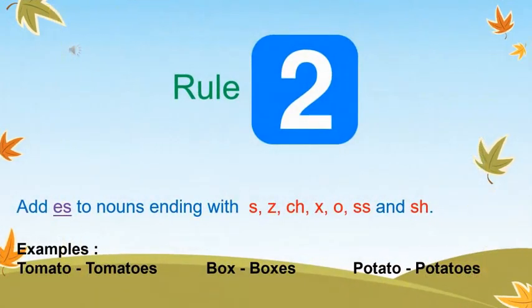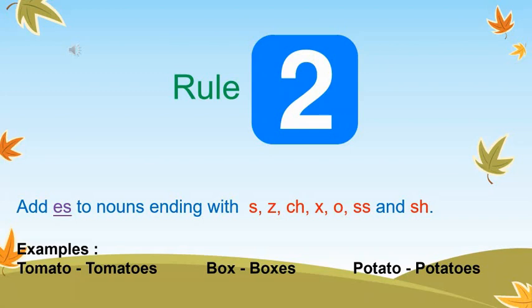Now, that was the first rule, children, wherein we add an s to a noun to make it plural. Now, let's come to the second rule. Listen to this rule carefully, children. In certain nouns, we add es to make it a plural noun. Now, which are such nouns? Where do we add es?